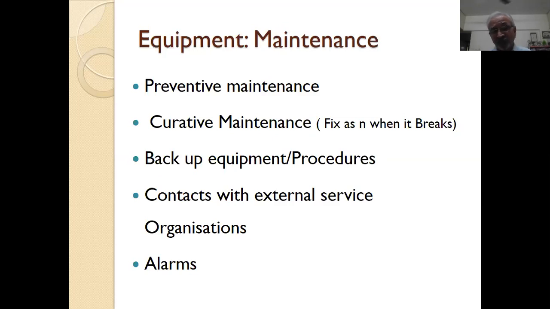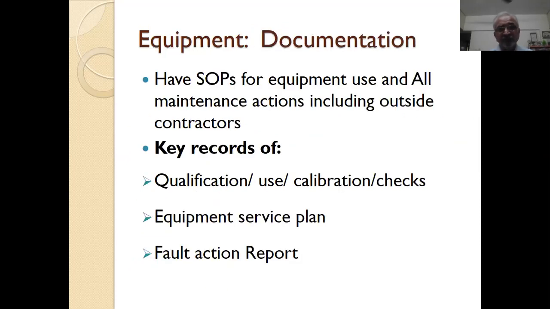A backup plan and backup procedure should be available, along with contacts for external service organizations. If you are getting your equipment maintained by another contract organization, you should have their contacts available. You should also have alarm systems, so that you know when it has to be calibrated and when it has to be maintained.